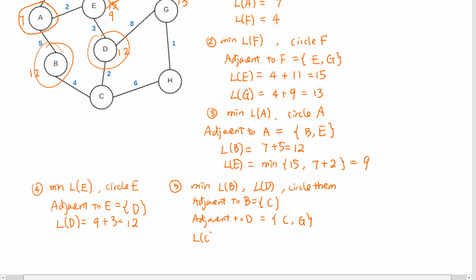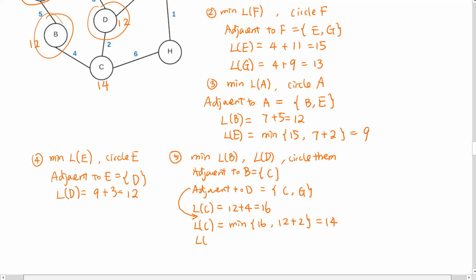Okay, so LC. When we go from B, LC is 12 plus 4, which is 16. So I should put this here, because now we're looking at D. We pick the minimum of what we calculated before, and look at D. D is 12, and the edge between them is 2, which is 14. Ooh, this is smaller. So LC is actually 14.